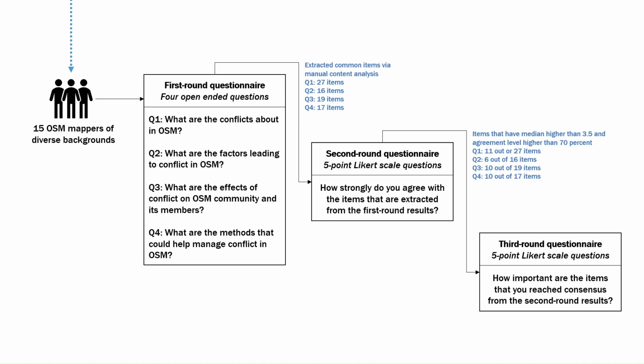For the third round questionnaire, we asked participants to again rate on a 5-point Likert scale for each of those items that were considered to reach consensus from the previous round, but this time regarding the level of importance for each item. By doing so, we were able to see participants' perception on relative priority of.